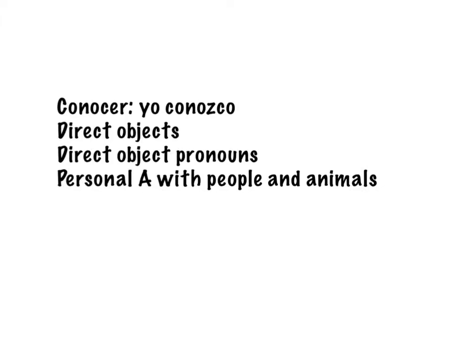Okay, so in this video, we looked at the verb conocer and we learned that the yo form has a weird spelling change, conozco. We learned that direct objects are things that receive the direct impact of a verb. We learned that direct object pronouns are shorter little words that substitute for them when you don't want to say something long. And we learned that personal a is used with people and with animals to say, hello, I'm not the subject of the sentence. I'm the direct object.